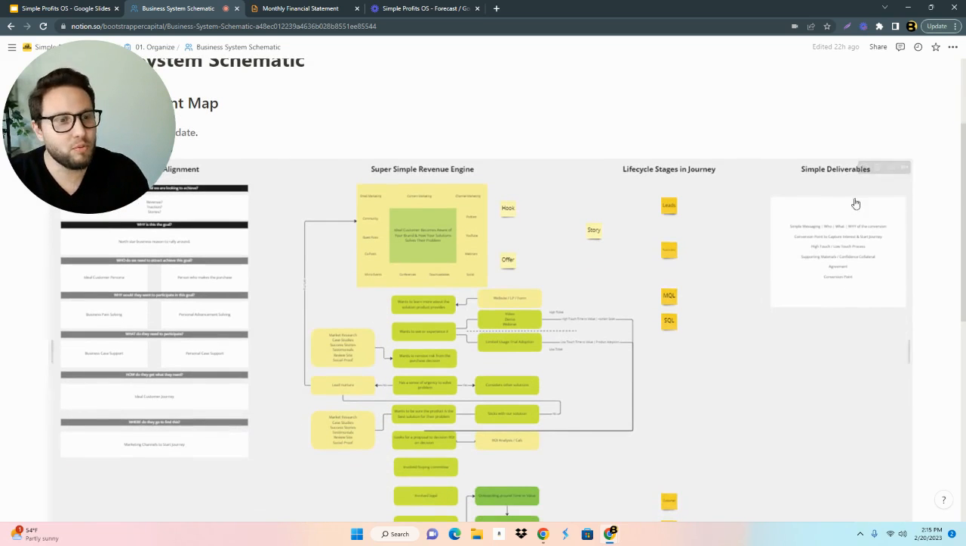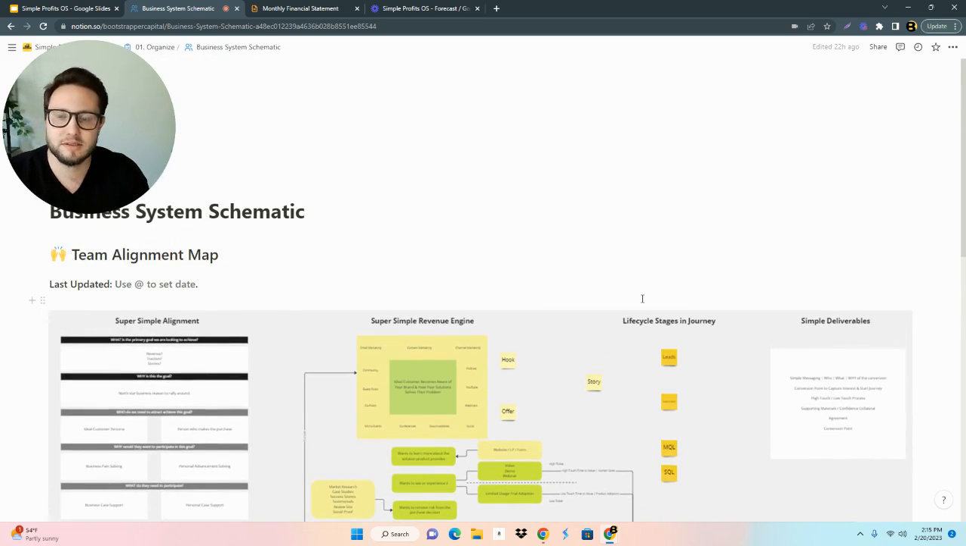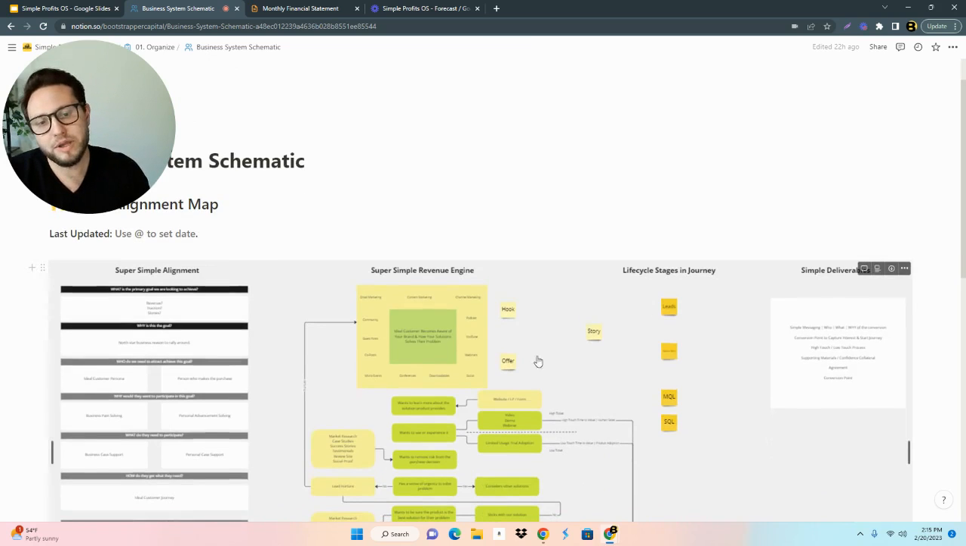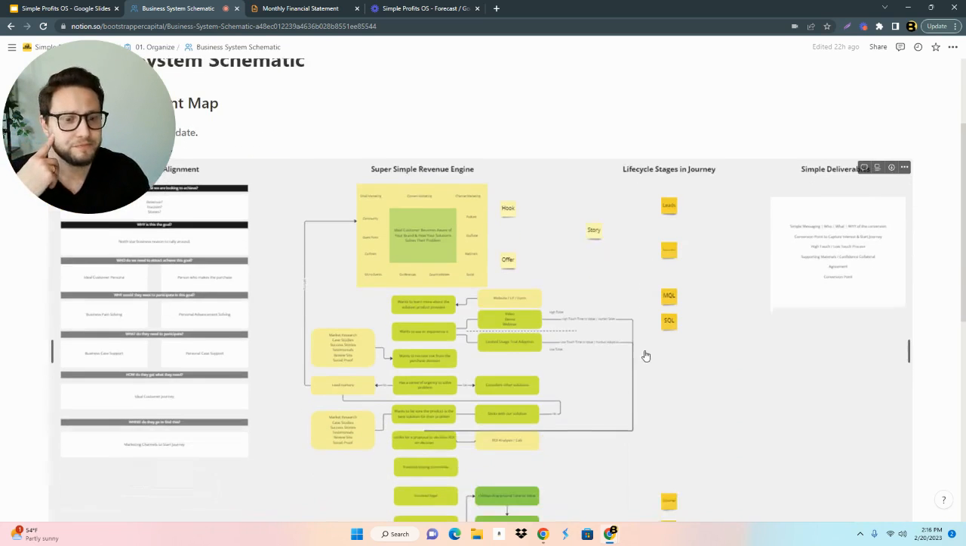Now, a simple way on our business system schematic, all we did here was embed an image. We use Miro. You could use Figma, you could use Miro. There's tons of little design mapping platforms out there. I've been using Miro as of late, so that's what this is. It's just a screenshot from a Miro board.